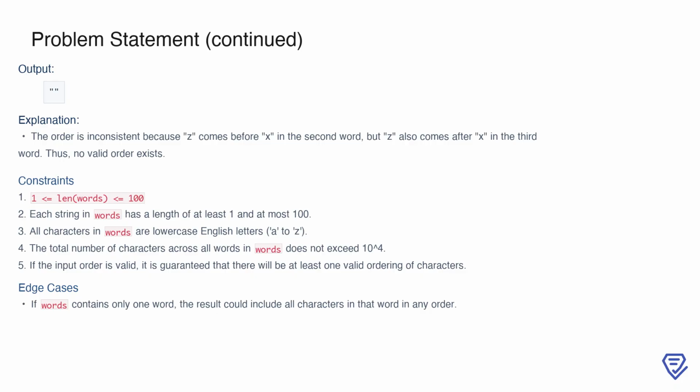The constraints of the problem specify that the list of words will contain at least 1 and at most 100 strings, with each string having a length between 1 and 100. Additionally, all characters in the strings are lowercase English letters, and the total number of characters across all words will not exceed 10,000. If the input order is valid, we are guaranteed to find at least one valid ordering of the characters. However, when inconsistencies like cycles occur, it becomes impossible to determine a valid order, which is why we would return an empty string in such cases.